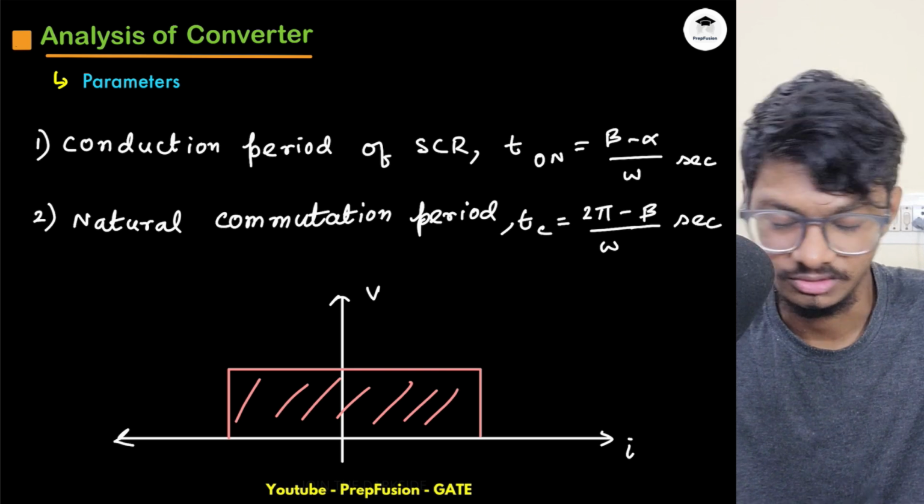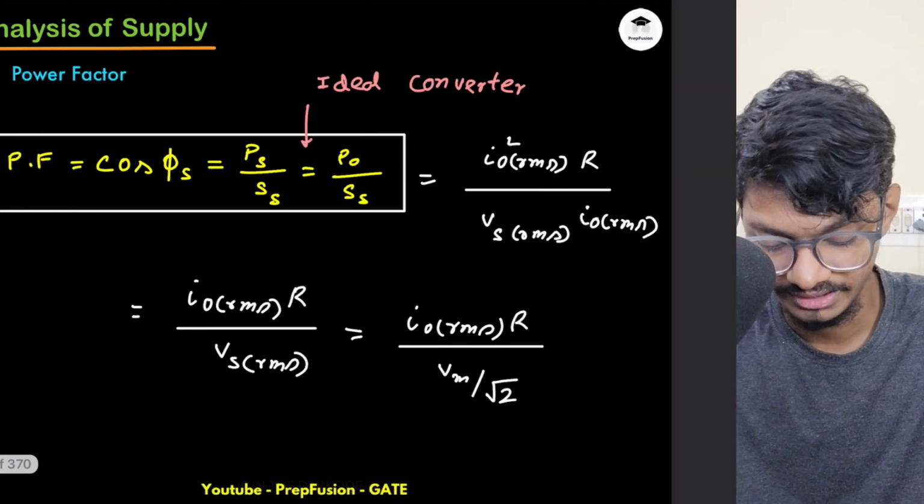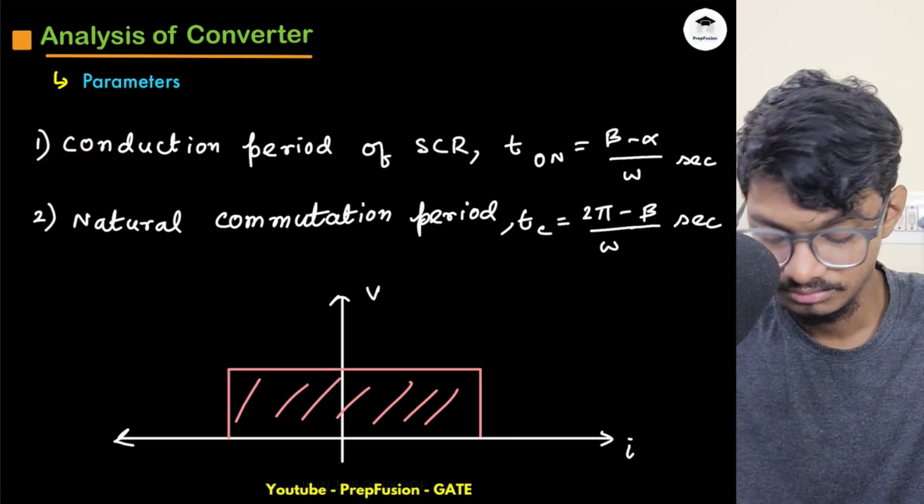Generally they don't ask from these topics, but you should know, right? From basics you can always derive. You can always derive. Next is parameters of converter.